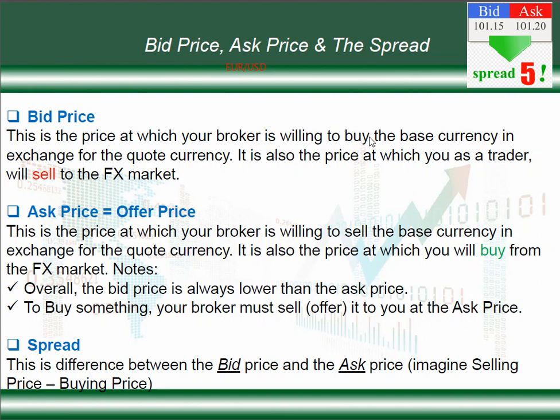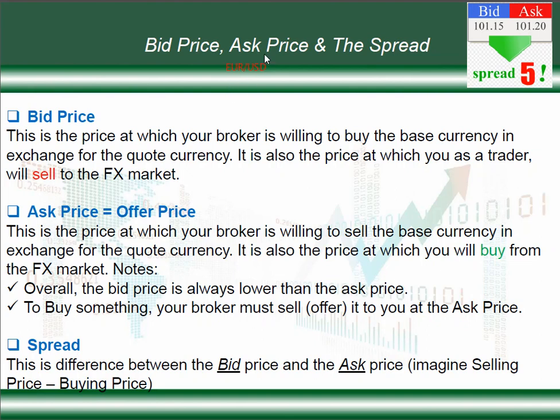Bid price means the price at which the broker buys your base currency in exchange for your quote currency. At the same time, bid price is the price at which you will sell the base currency to the Forex market. It is the price at which the broker buys, but it's also the price at which you as a trader sell. Now, ask price is also called the offer price.